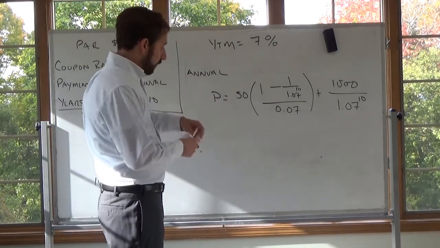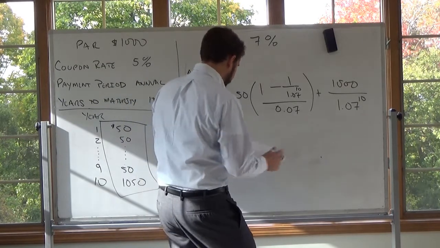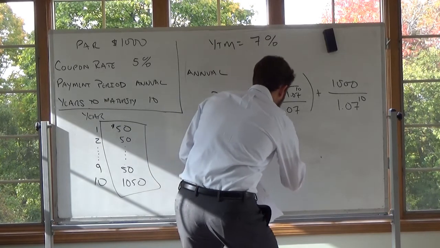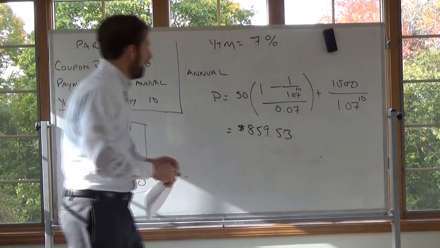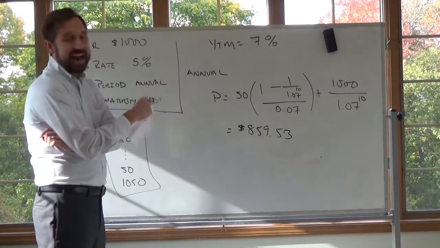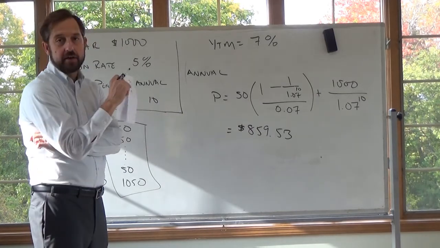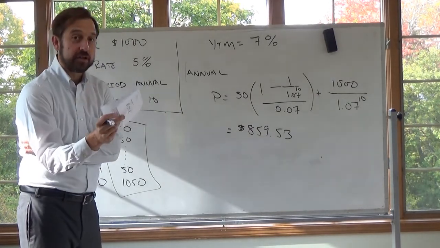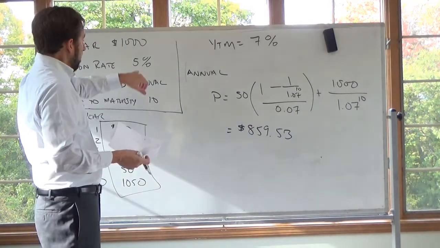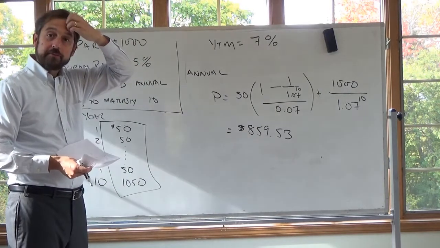Great, so if we get the present value of this, the price of this bond is going to be 859.53. Now, we'll stop here to note a couple things. First, anyone can make mistakes doing these calculations, so the first thing I check is to make sure that this value is less than 1,000. We know it's going to be less than 1,000 even before we do any calculations. Why? Because the discount rate is higher than the coupon rate.